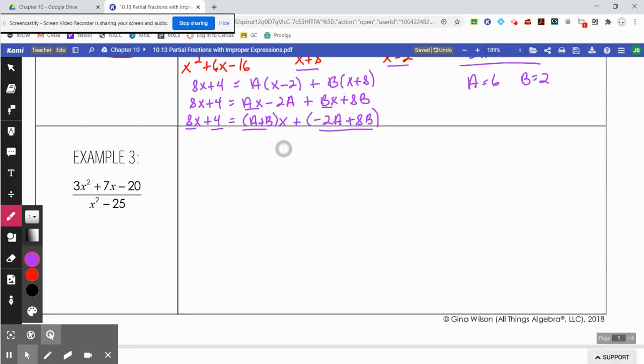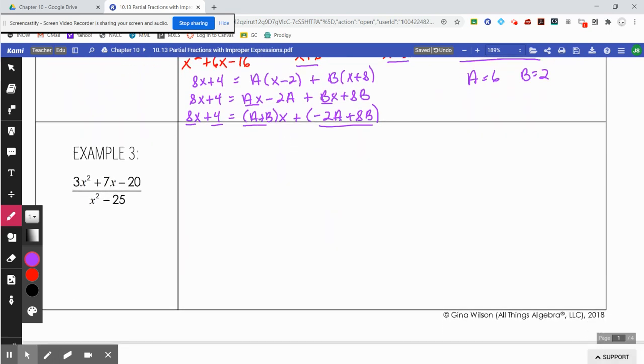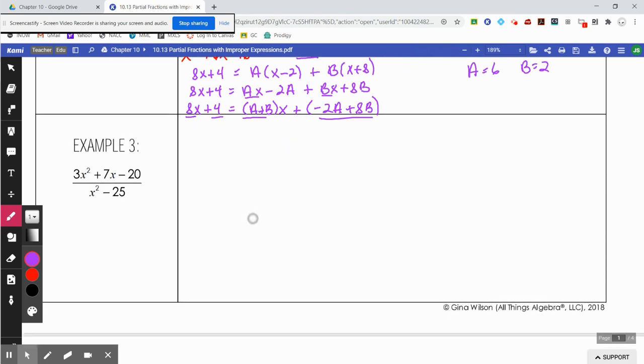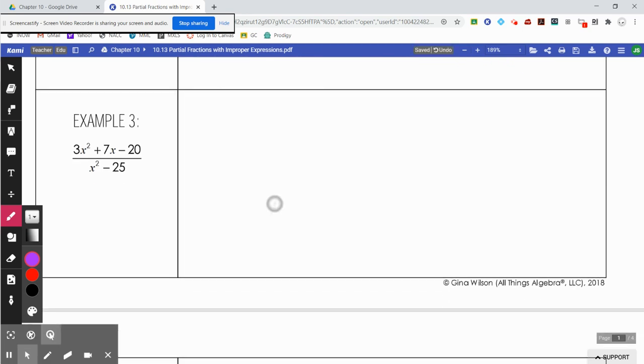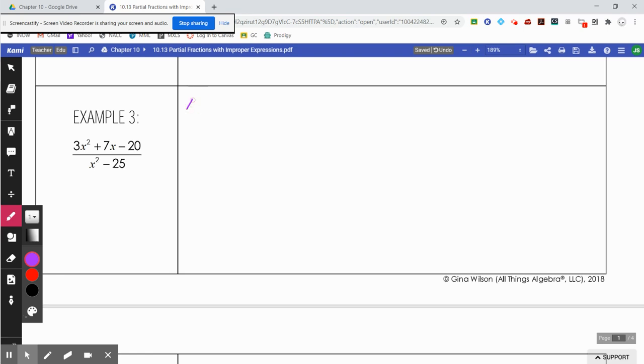Okay, example number 3. Again, first step is our long division. And let me go ahead and erase some of this last problem so I have more room. And now let's use long division. X squared, and you do have to put plus 0 x's. Any terms that are missing when you're doing long division, you have to put. You have 3x squared plus 7x minus 20.